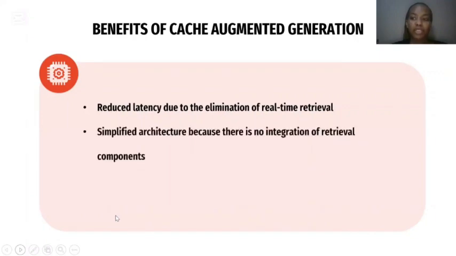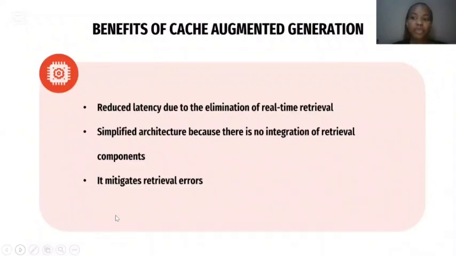Simplified architecture. Traditional retrieval-based systems require complex integrations with external knowledge bases, databases, or search engines. With cache-augmented generation, we remove this extra layer, leading to a simpler, more streamlined architecture. This not only reduces development complexity, but also lowers maintenance costs.